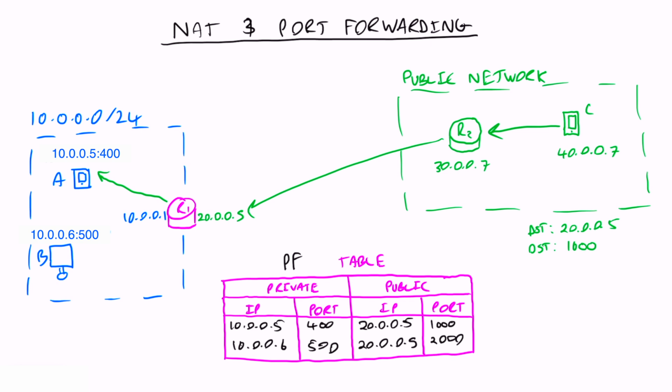However, what happens if device C had the destination port as 2000? Well, I'm sure you can see it's still going to go to R2 and then R2 to R1. And now the router is going to look in the port forwarding table and say, okay, you had destination port 2000, so I need to forward it to the device with this IP address and the application on that device with this port. So it's going to forward it to this device.